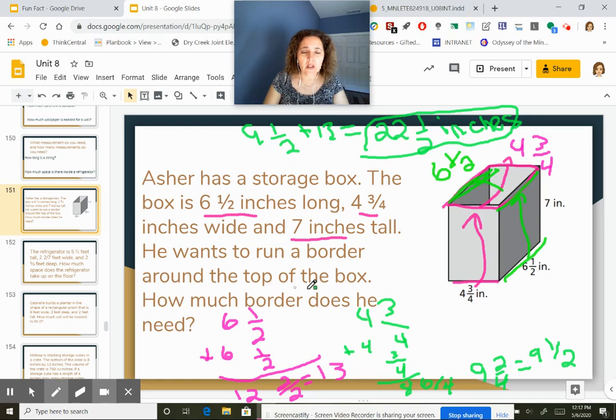Okay? So don't let it confuse you. Just because you see three measurements doesn't mean I want volume. You have to really read it to see what they are asking for.